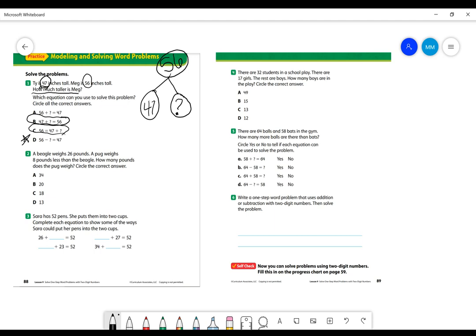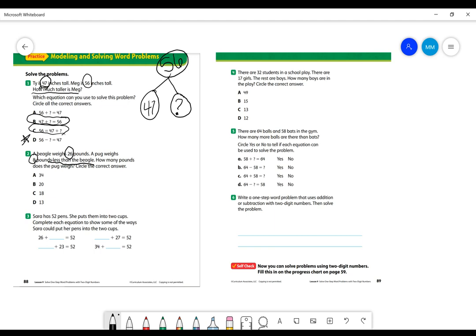All right, let's move on to number 2. It says a beagle weighs 26 pounds. A pug weighs 8 pounds less than the beagle. How many pounds does the pug weigh? Circle the correct answer. So let's read that again. It says a beagle weighs 26 pounds. A pug weighs 8 pounds less than the beagle. How many pounds does the pug weigh?